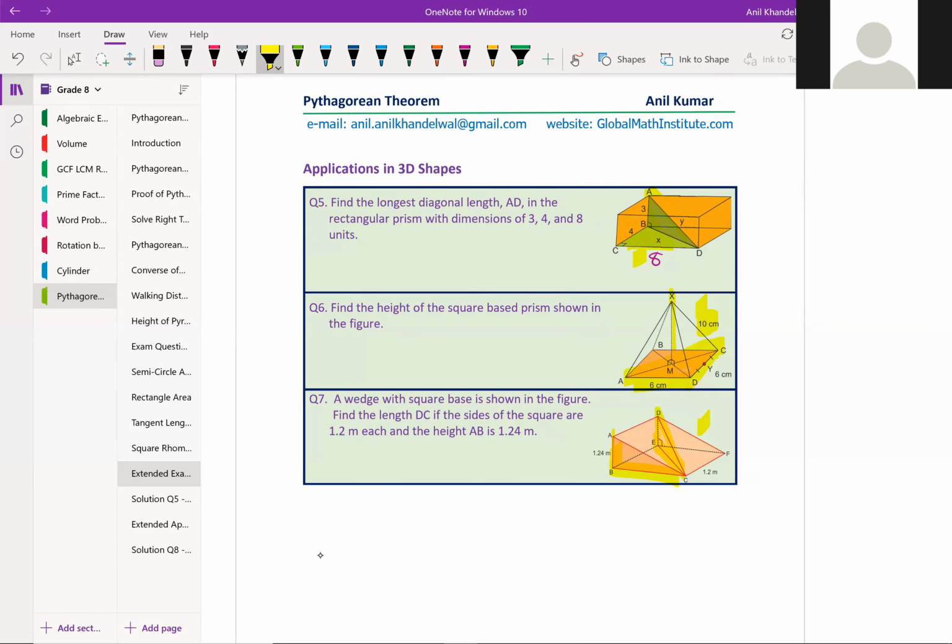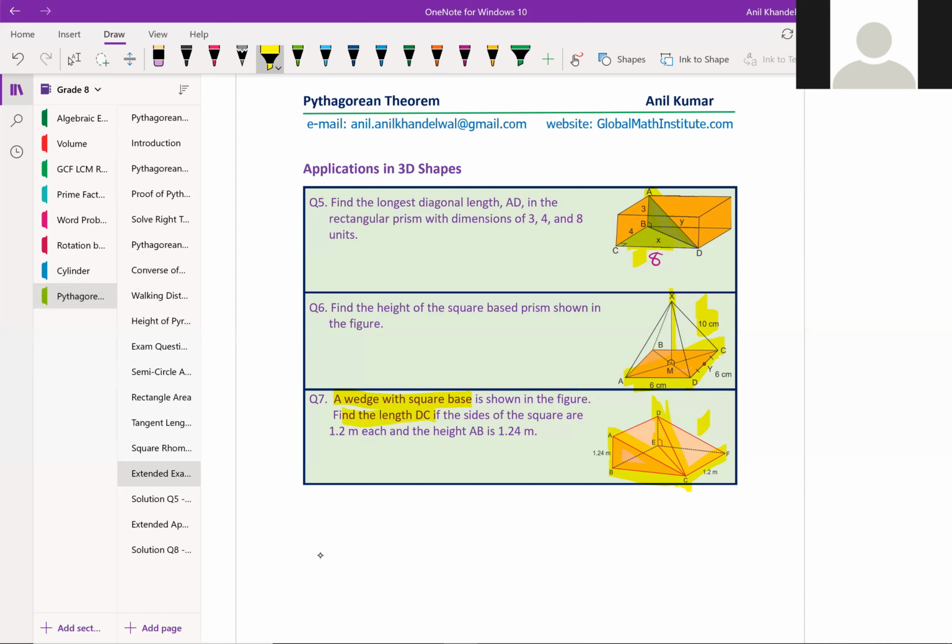Very simple, correct? Now here we are saying a wedge with a square base. Square base means I'm giving you this side as 1.2 meters. That is also 1.2. So once I know 2 sides, I can find the hypotenuse. But in this case, that could be also one parameter to find in some examples. But in this particular question, what are we asking for? Find the length DC. We are asking for this particular length, right?